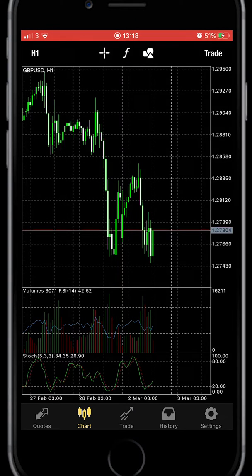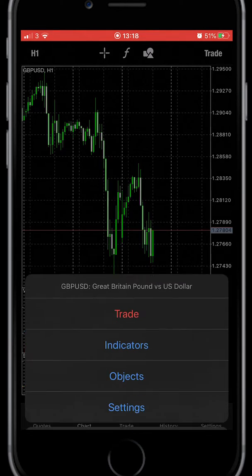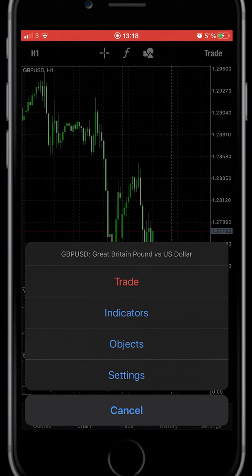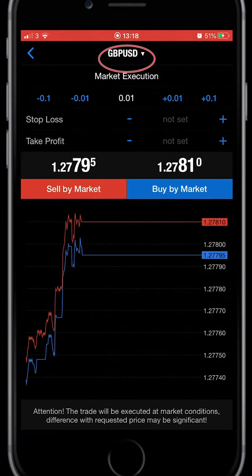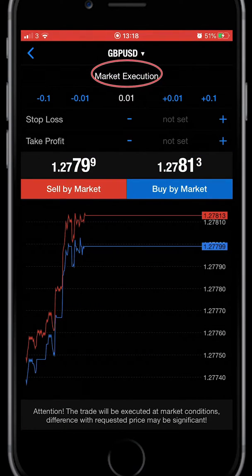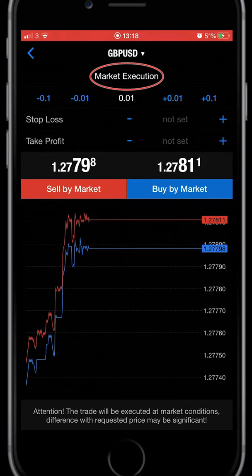So if we wanted to place a trade, we'd press and hold on the screen and then these options would come up and we'd click trade. Now we have several options here. We can see that the currency pair is at the top. Then we have the option for market execution, which means that we can place a trade straight away.